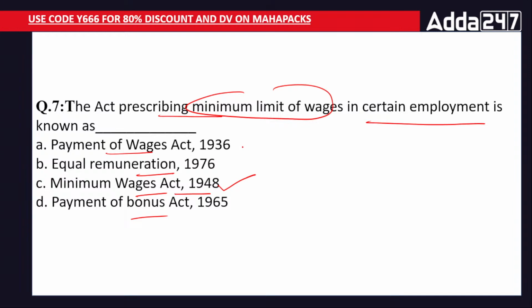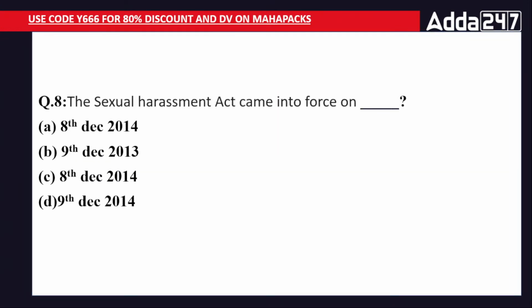See, what is the purpose of the Payment of Wages Act? It stops unauthorized deductions from the wages. Equal Remuneration is for men and women; both workers should earn in an equal manner. The Minimum Wages Act sets the minimum limit of wage, and the Bonus Act means part of the profit will be given to the employee. C is the right answer.